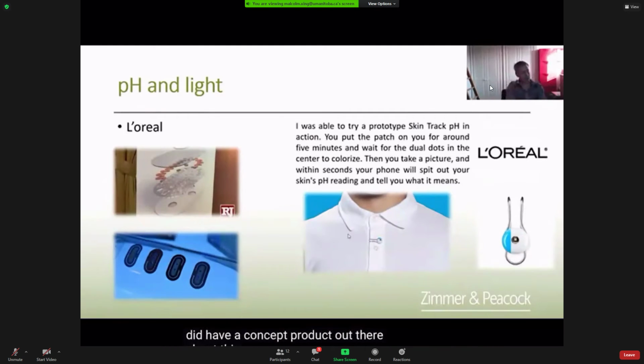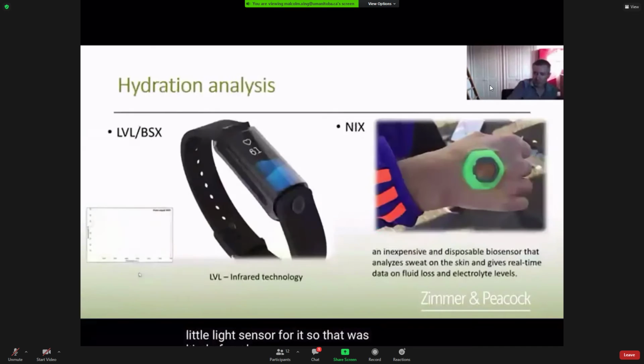There's more about this, and they also think that light is important as a damaging factor on skin. So they also have a little light sensor for it. So that was kind of cool.